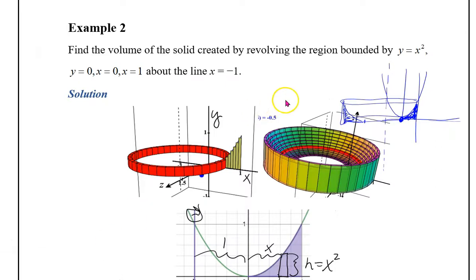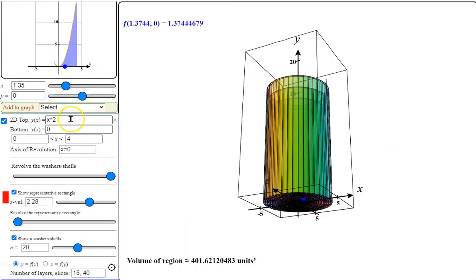Recall the restrictions on our region: y equals x squared, y equals 0, x equals 0, and x equals 1, about the line x equals negative 1. Let's pull up our CalcPlot 3D and put that in. x squared becomes the upper top of our region. The lower of our region is y of x equals 0, in other words, the x-axis. On the left, we do want the vertical line, which corresponds to the y-axis, x equals 0. And on the right, we want x equal to 1.